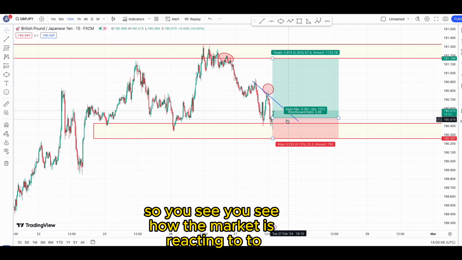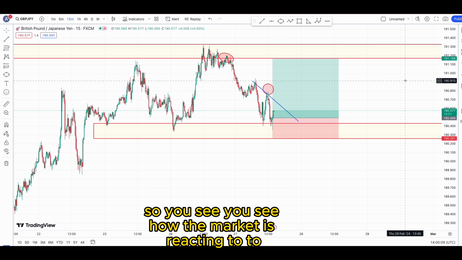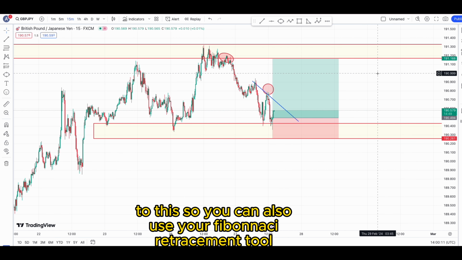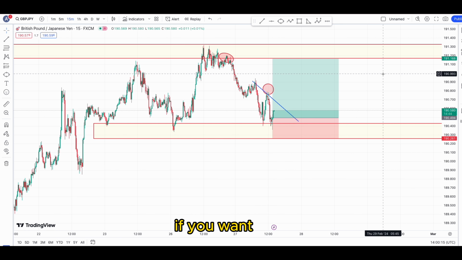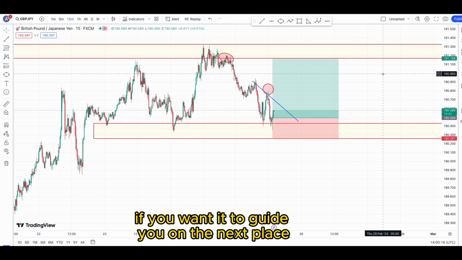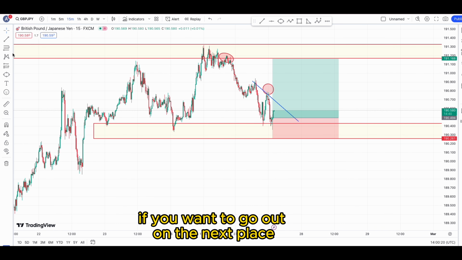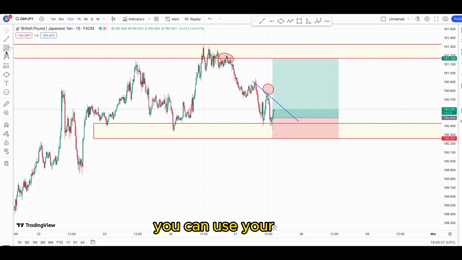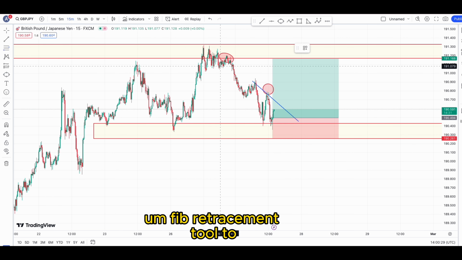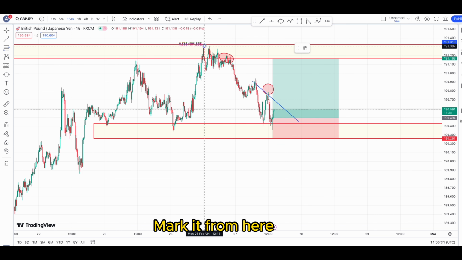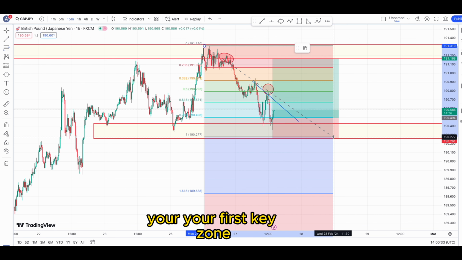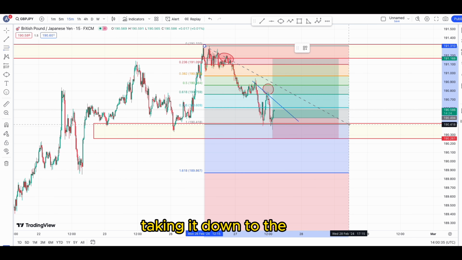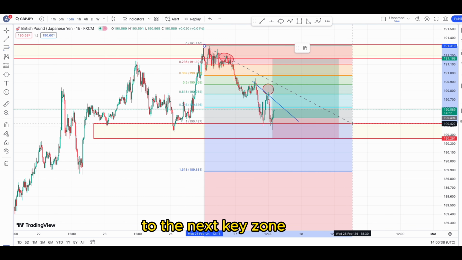So you see how the market is reacting to this. You can also use your fib retracement tool if you want it to guide you on the next place the market is going. If you want to go out on the next place, you can just use your fib retracement tool, mark it from here, your first key zone, taking it down to the next key zone.